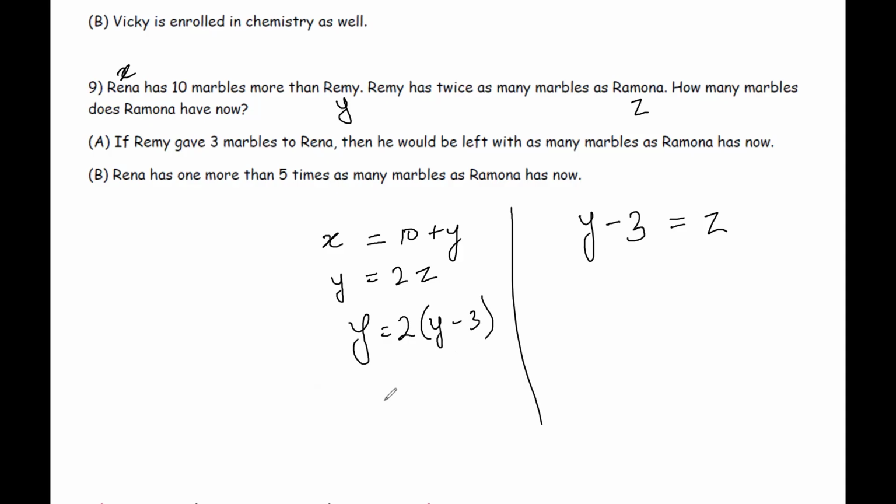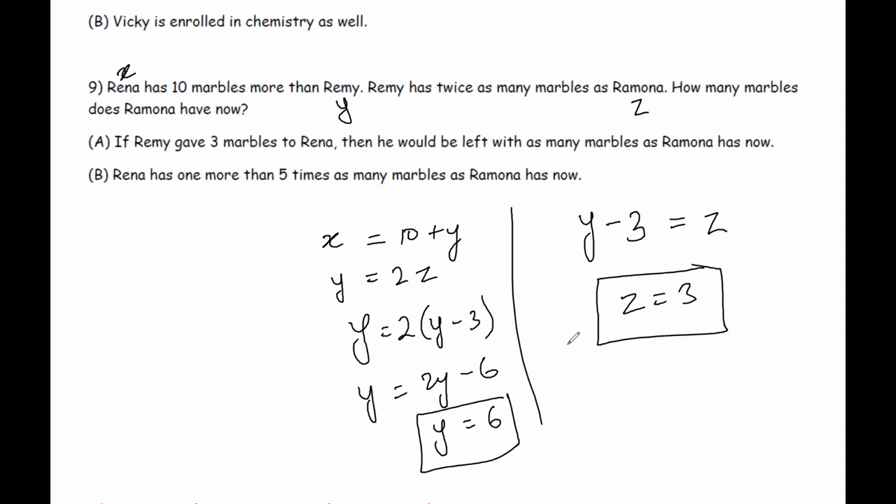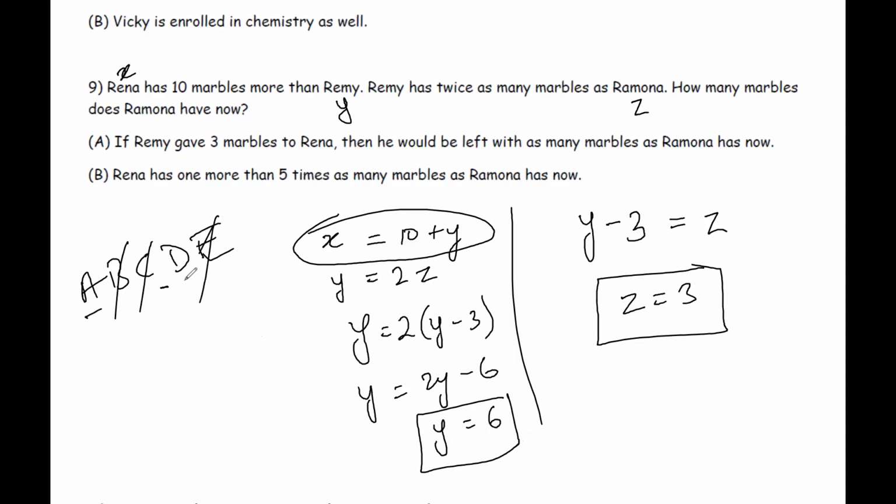If Remy gave 3 marbles to Rena, then he would be left with as many marbles as Ramona has now. So y is equal to 2y minus 6. So y is equal to 6. Y is equal to 6, so z is equal to 3. We get the answer, right? We don't care about this equation. Doesn't matter. So A, B, C, D, A answers. E, C, B is out. It's either A or D.